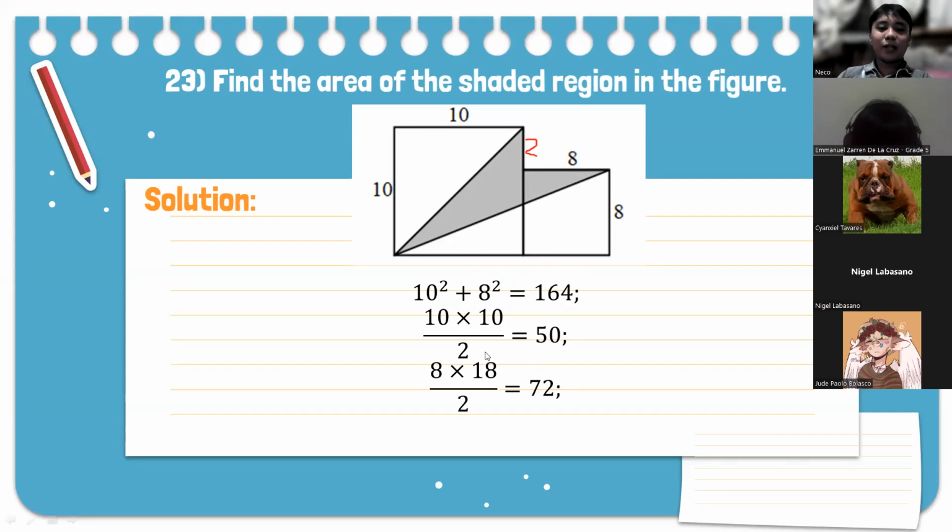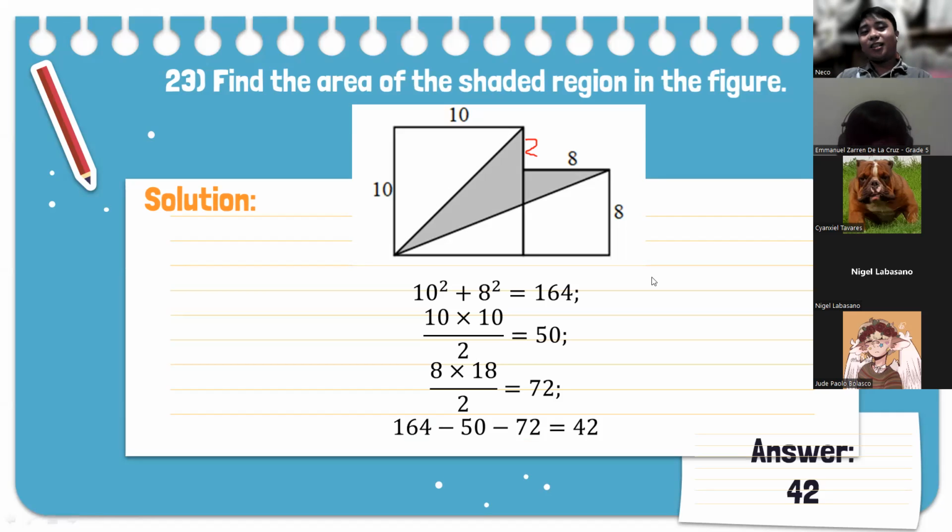And 8 times 18. Why do we have 18? Because obviously the base is 10 plus 8. So you have 72. We're only interested in the shaded portion, so we'll just subtract: 164 minus 50 minus 72. There you go, you have 42. Questions?